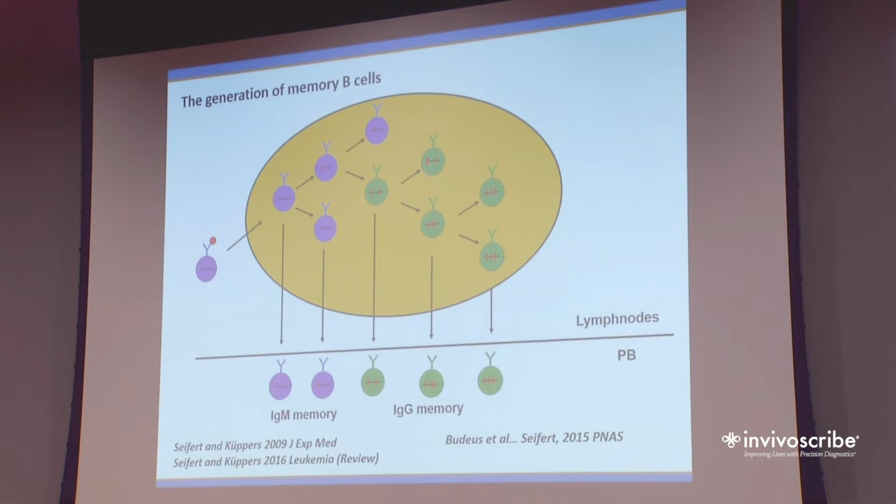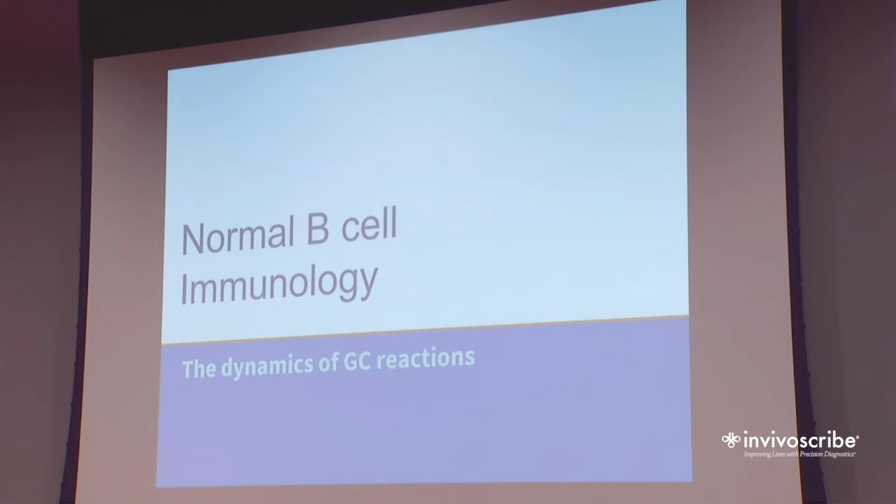So to sum this up, what does this mean? That means that already throughout the germinal center reaction, but already at very early stages, the different individual steps are remembered as long-lived memory B cells that we can detect in the peripheral blood even long after the germinal center reaction has finished.